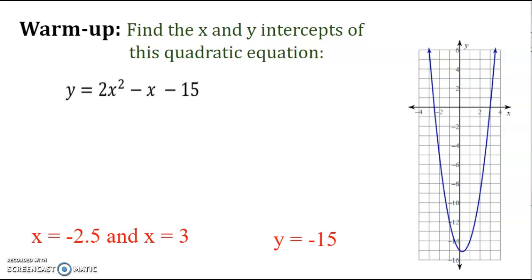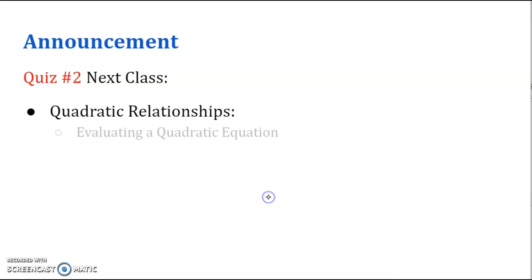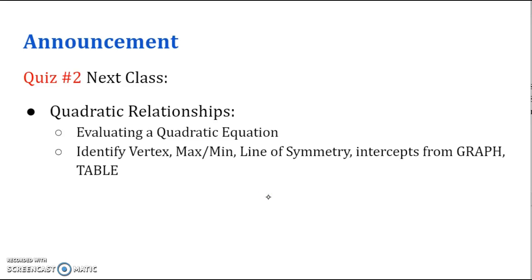We can confirm our answer with this graph as well. Some announcements. You're going to have quiz number 2 next class, and it is going to be on quadratic relationships, so evaluating a quadratic equation, identifying vertex, maximum, minimum, line of symmetry, intercepts from graph and table.